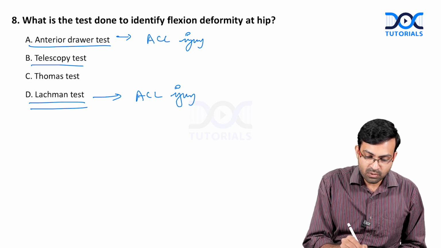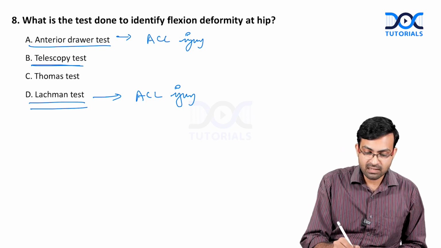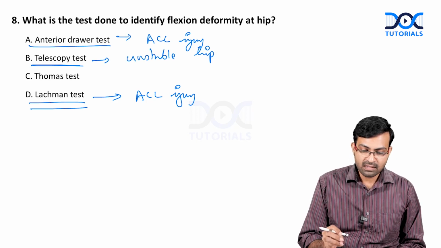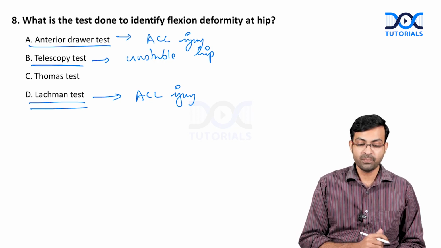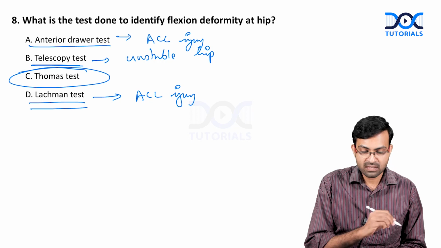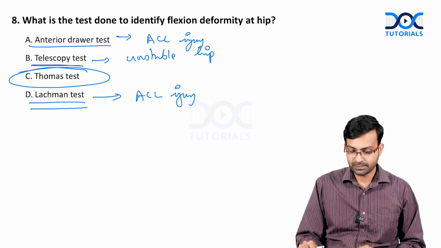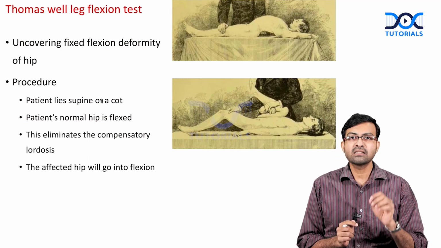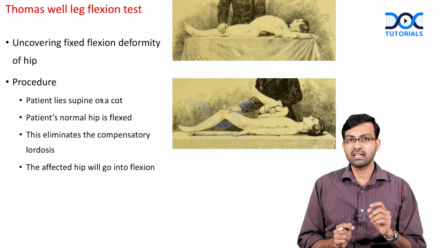Okay, where do you do a telescopy test? It is for identification of an unstable hip. Unstable hips will present with a positive telescoping test. All right, our answer here is Thomas test or Thomas well leg flexion test. What is this test? I'll explain this to you. A little bit of conceptual knowledge is required to understand Thomas test. I'll explain it to you now.